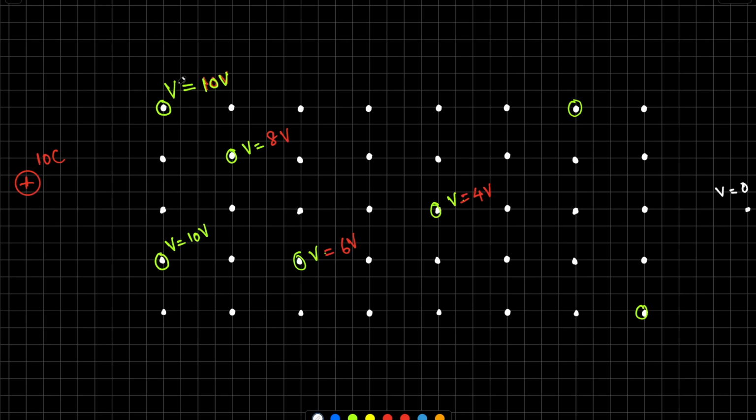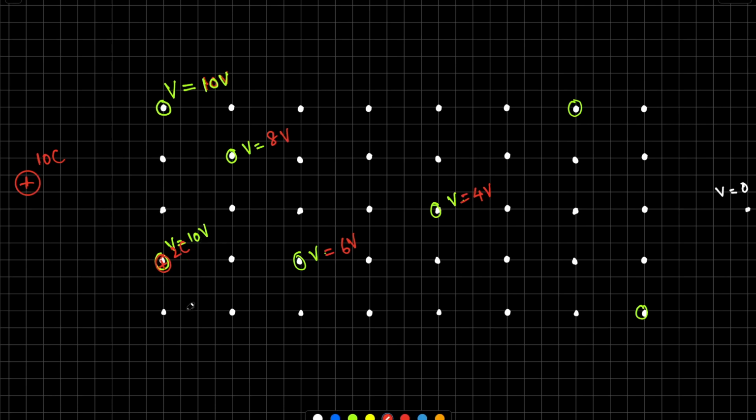Potential is a number associated with a space. What would be the use of this number? To show that, I'm bringing in another charge. This time, let's say 2 coulomb charge. I'm going to place it at this point. So now I have a 2 coulomb charge at a point where the potential is 10 volt.